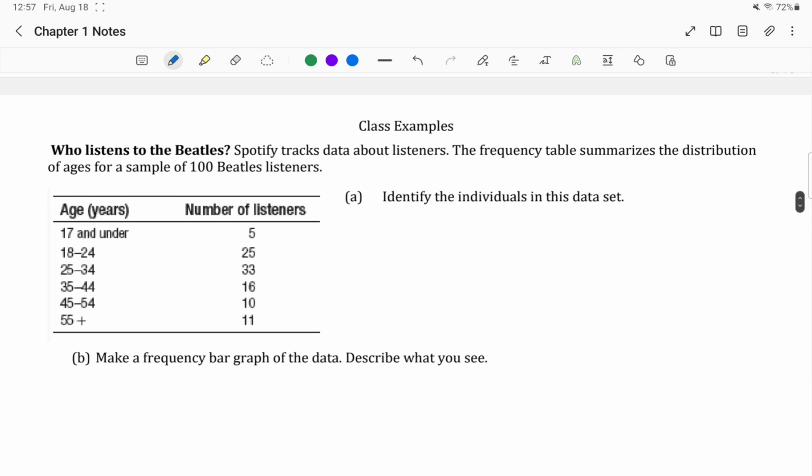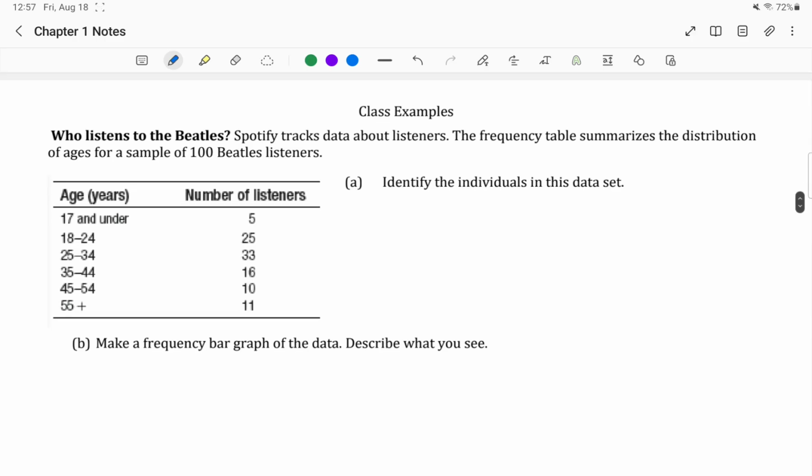Let's just start. Chapter 1, lesson 1. It says Spotify tracks data about listeners. The frequency table summarizes the distribution of ages for a sample of 100 Beatles listeners. So there you have the table right here that shows you the information.